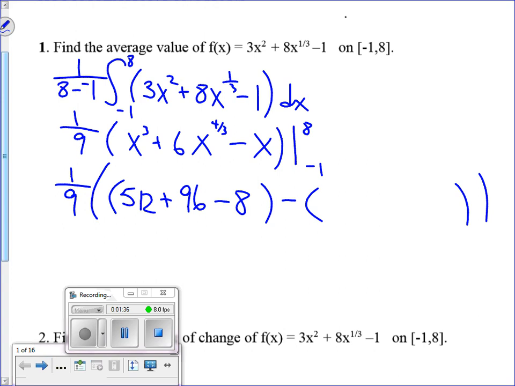And then we're going to plug in the -1 into the antiderivative. So that's -1 cubed, which is -1. -1 to the 4/3 would be the cube root of -1, which is -1, to the 4th, which would be +1 times 6. And then minus -1, so plus 1. So what we get is 1/9.